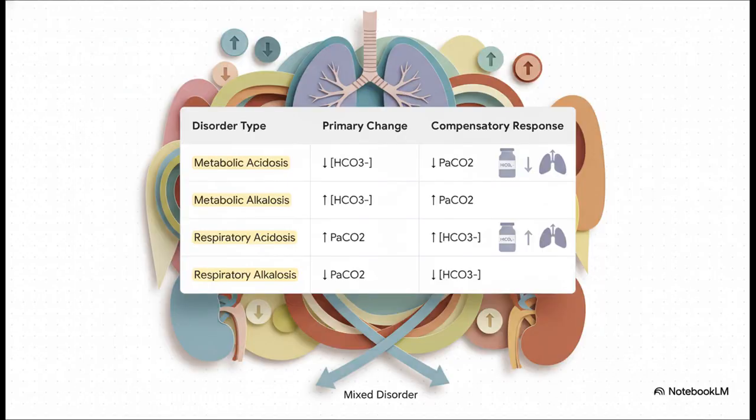This table right here is your bedrock, your fundamental reference. Just notice the pattern. For any primary disorder, the compensatory response always moves the other parameter in the same direction. A primary drop in bicarb is met with a compensatory drop in PaCO2. A primary rise in PaCO2 is met with a compensatory rise in bicarb. If you see them moving in opposite directions, a red flag should go up. You're almost certainly looking at a mixed disorder.